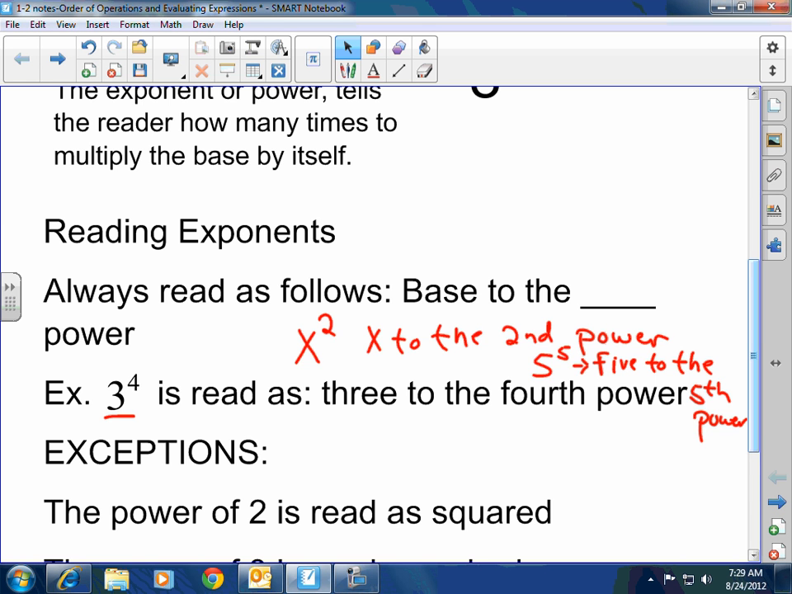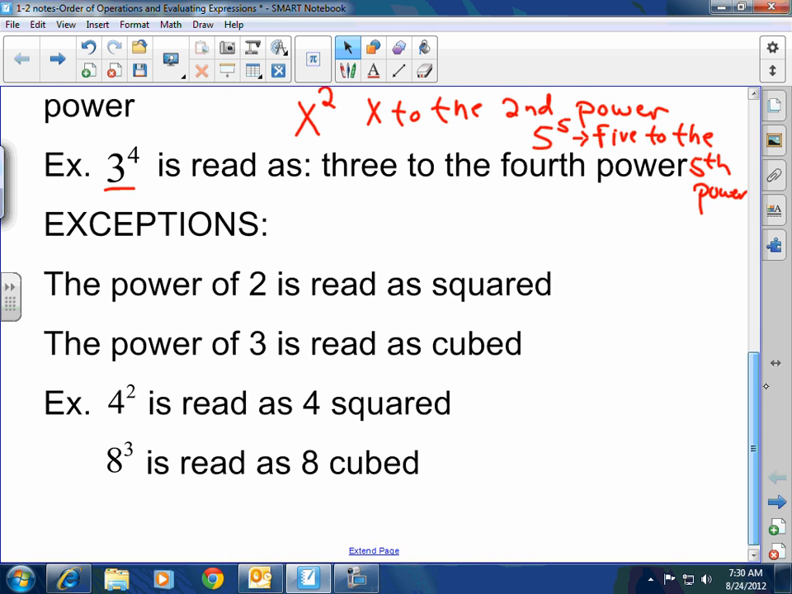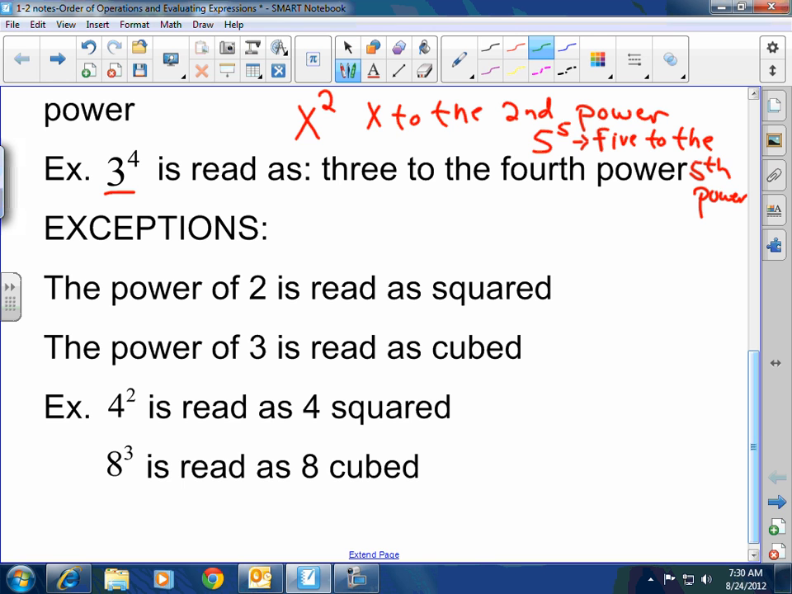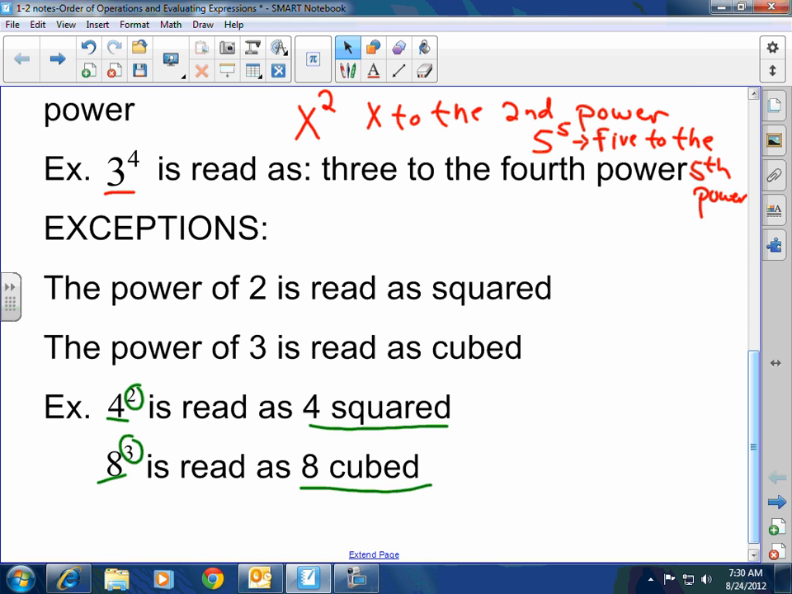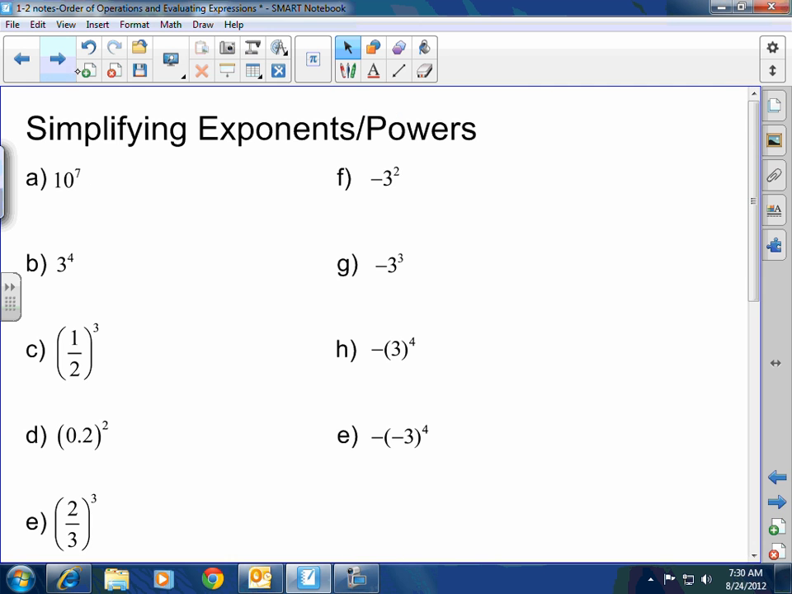So, that's easy enough. Now there are 2 exceptions. When the power or the exponent is 2, it's read as squared. When the exponent is 3, it's read as cubed. So when you have a base of 4 and an exponent of 2, it's read 4 squared. When you have a base of 8 and an exponent of 3, it's read 8 cubed.